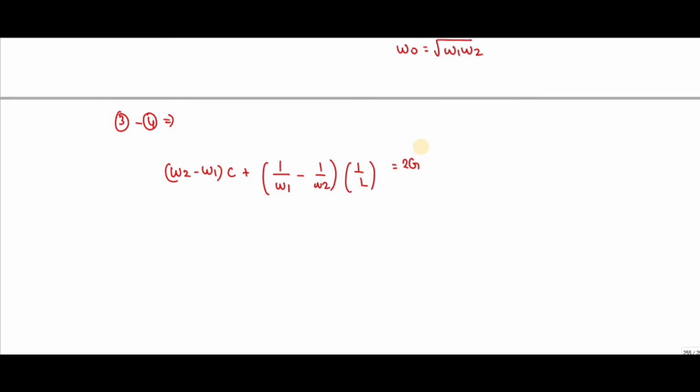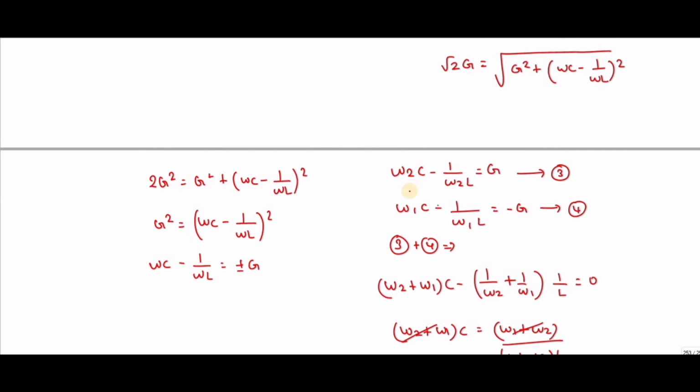So I am going to subtract 3 minus 4. Okay. So if I subtract, I will get omega 2 minus omega 1 times C plus 1 divided by omega 1 minus 1 divided by omega 2 times 1 by L, that is equal to 2G. So if I subtract, I will get omega 2 minus omega 1 plus 1 divided by omega 1 minus 1 divided by omega 2, that is equal to 2G.